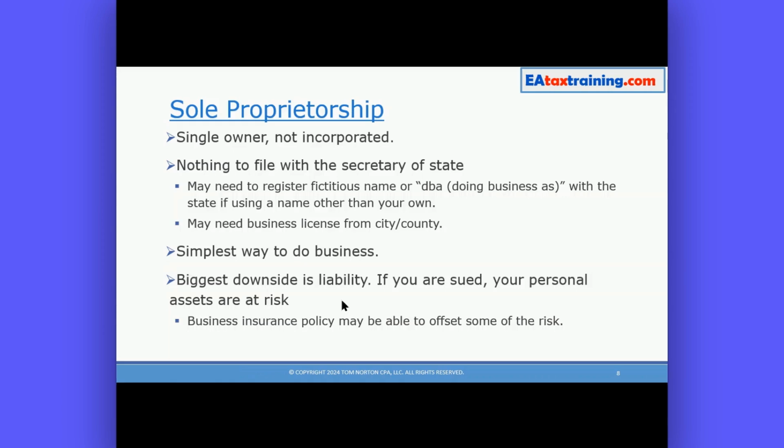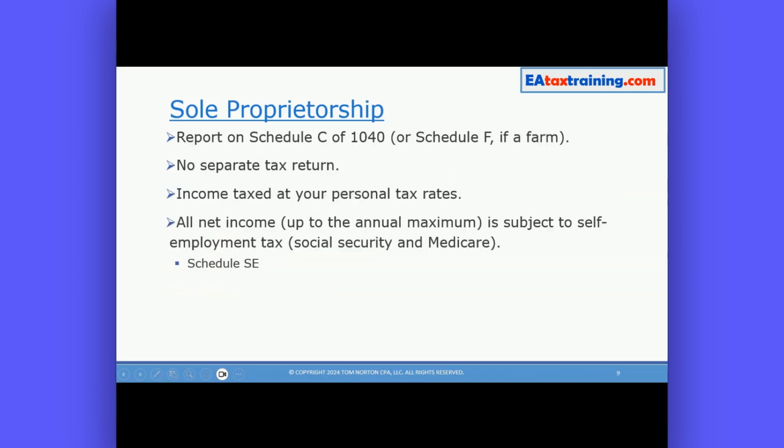Now, some people really freak out about that, but the fact is, for most types of businesses, you can offset most of that risk, at least, with a business insurance policy. You can go out and get a general liability policy, or for other types of businesses, you might get something called errors and omissions insurance. But in any case, you can usually find an insurance policy that will protect you in case someone sues you. But there is still this other risk of your personal assets being at risk in case you get sued.